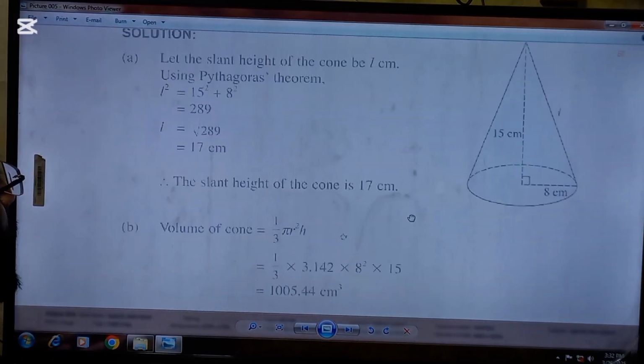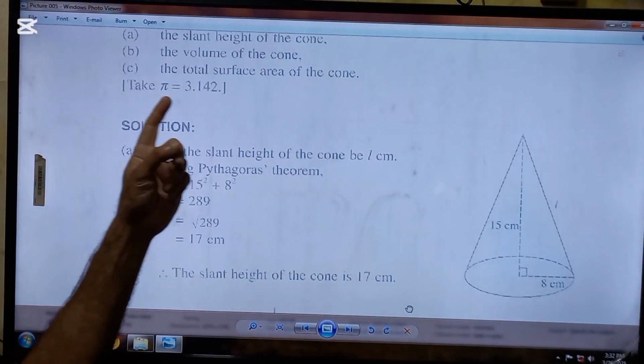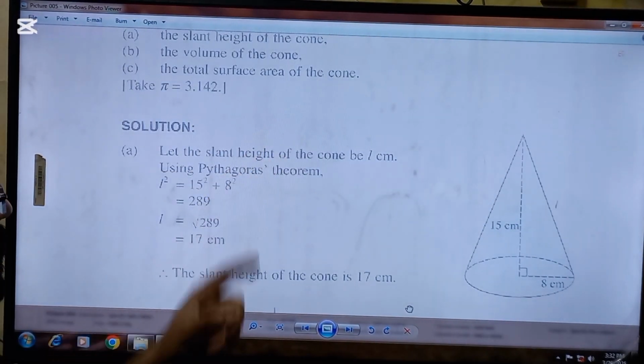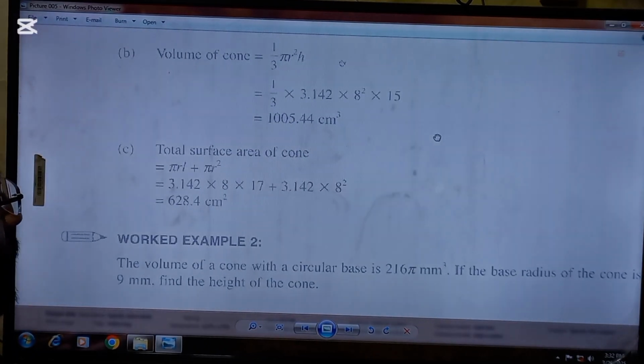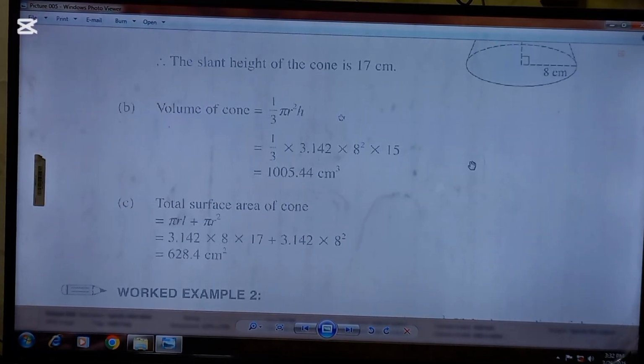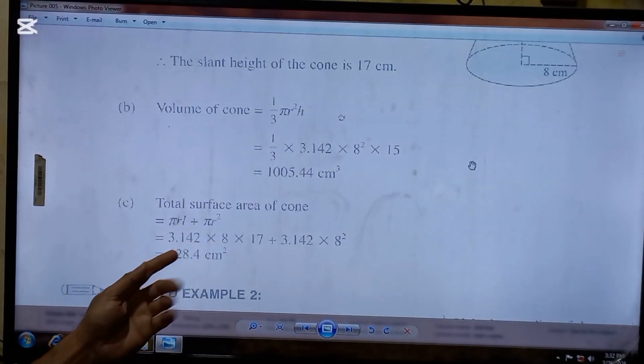Okay, the last requirement of the question is the total surface area of the cone. The formula for the total surface area of the cone is pi r L plus pi r square.